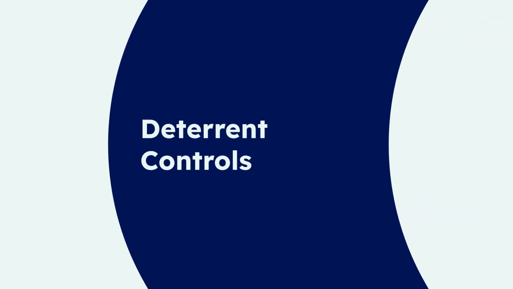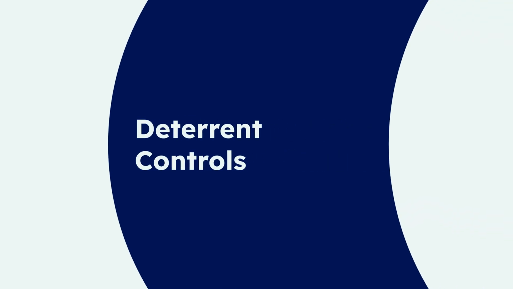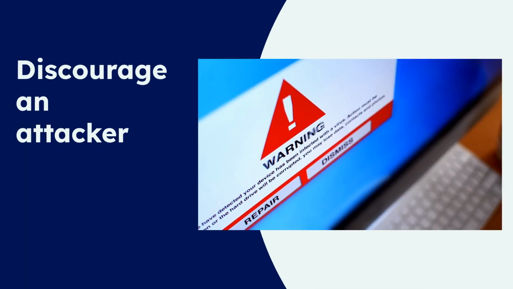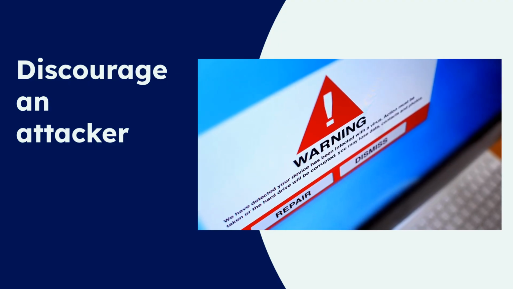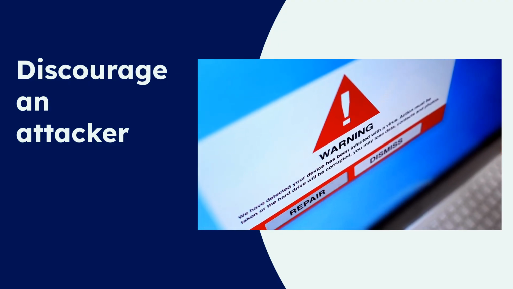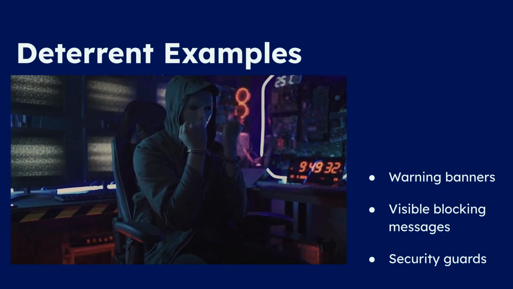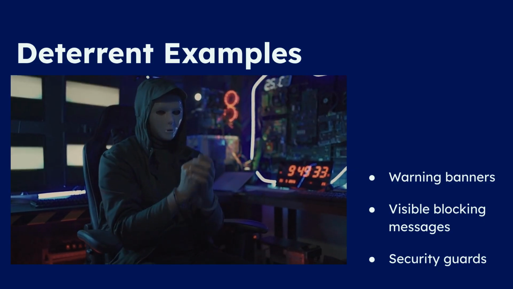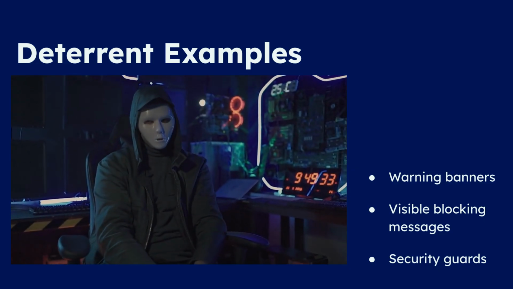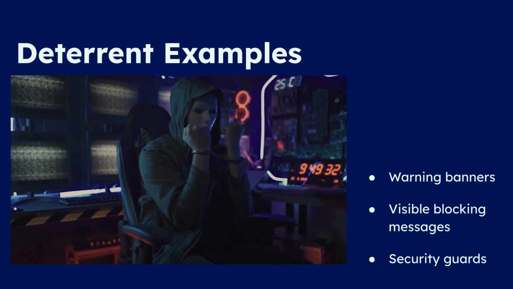Deterrent controls are put in place to deter attackers from attempting the attack in the first place. These are often designed to psychologically discourage by creating fear, doubt, and giving a warning. This includes warning banners, typically used on login, messages that are shown when an activity is blocked, or security guards showing a physical security presence.